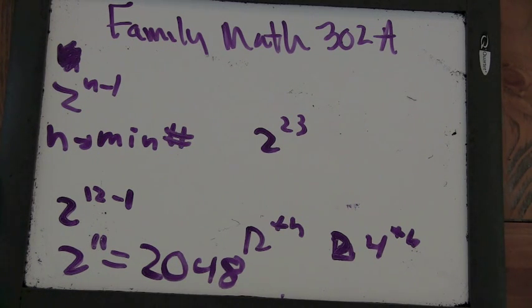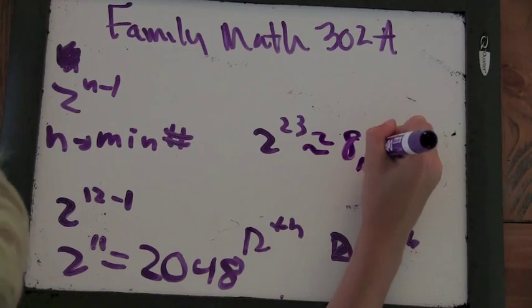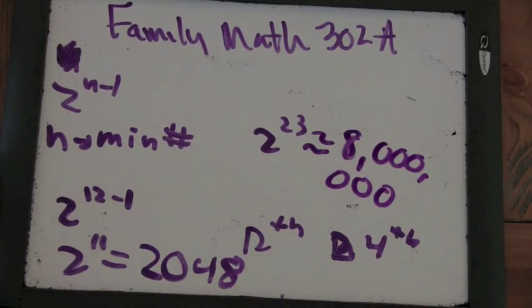Okay. Let's leave it at that. Can you write that it's approximately 8 million? This is approximately 8 million. Cool. That was a great job.